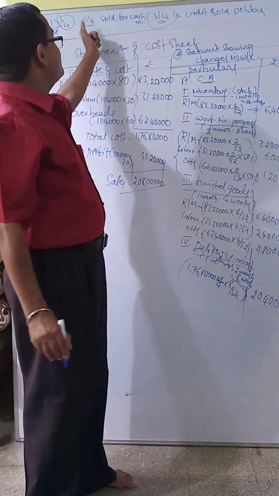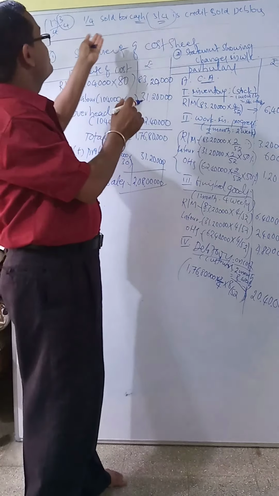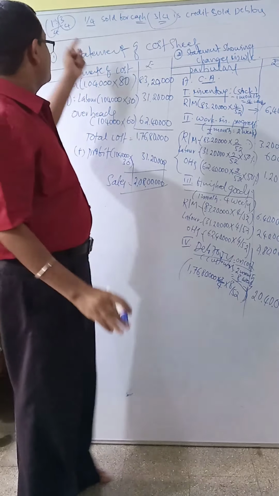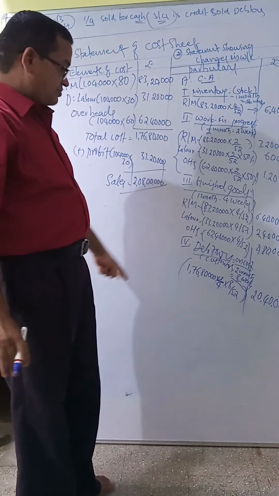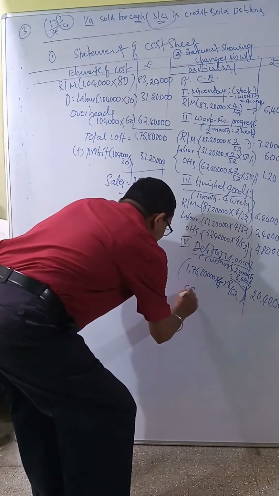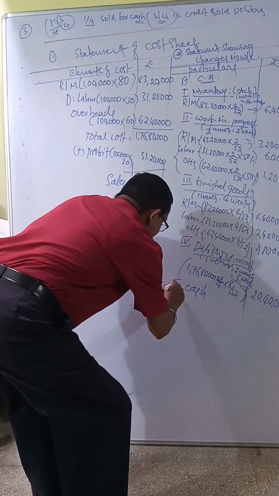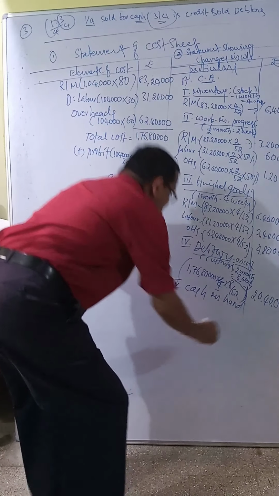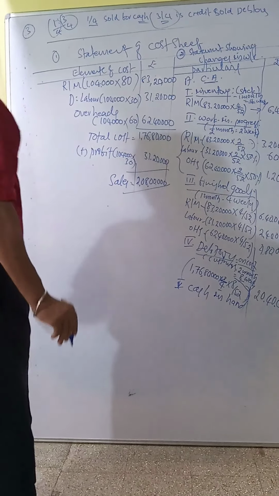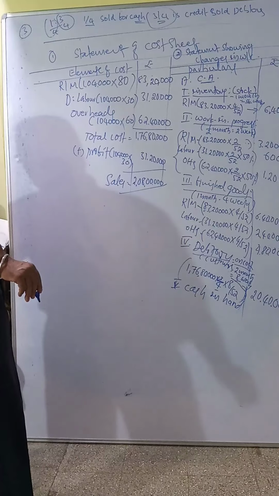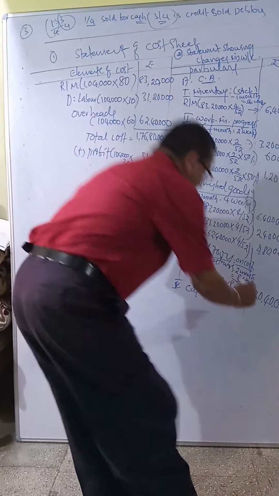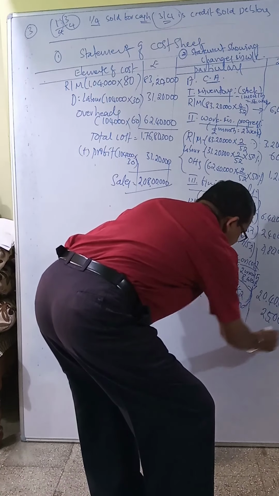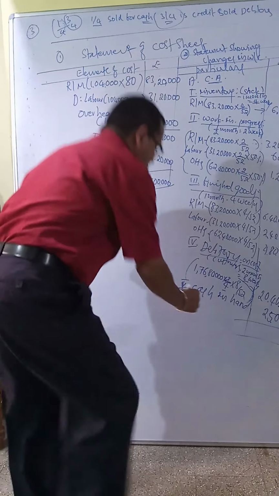But here the extra adjustment is 1/4 sold for cash, 3/4 sold on credit to customers. Debtors means customers, so the ratio is this only. Then cash in hand is given. The fifth component is cash in hand, which is given in the question. What is given in the question? Cash in hand rupees 25,000.